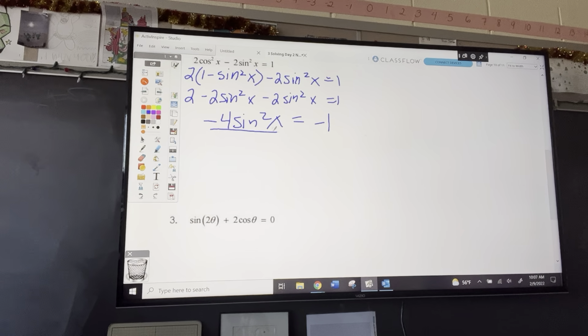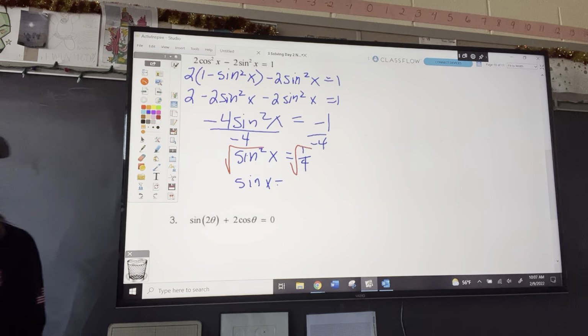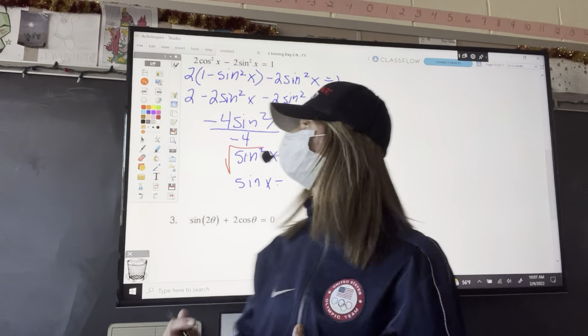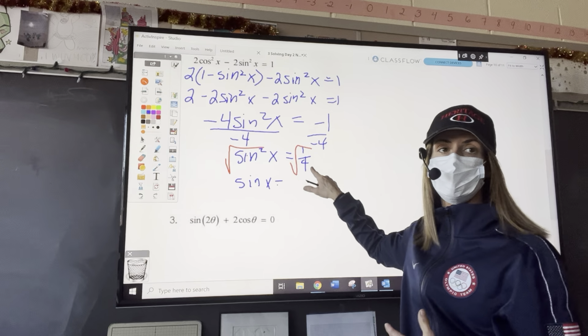Now I divide both sides by -4. So I get the sine squared of x equals 1/4. Taking the square root of both sides, and we can't forget our plus minus, we get sine of x equals, and we did this last class, the square root of 1 over the square root of 4.